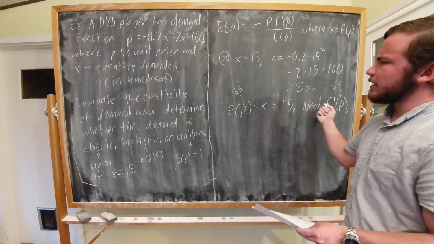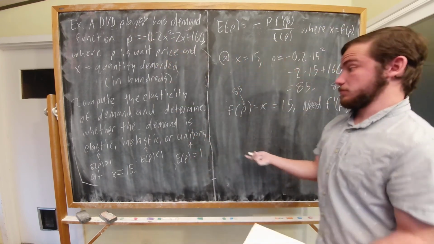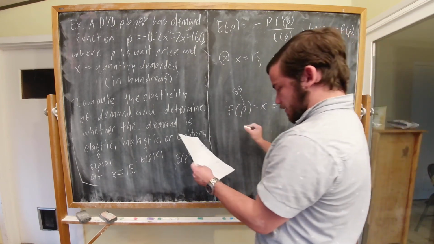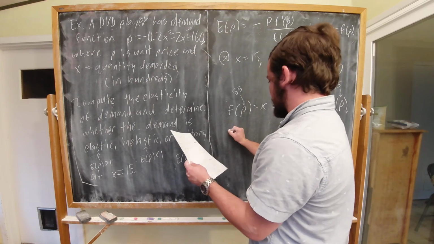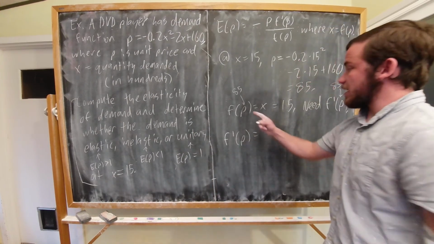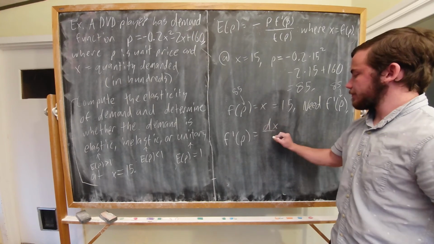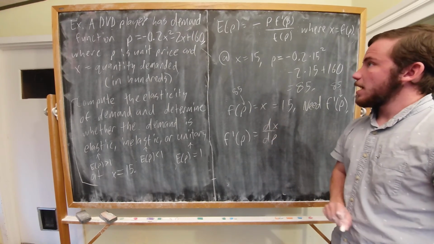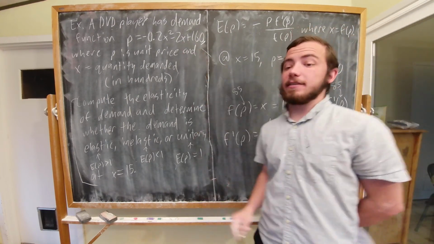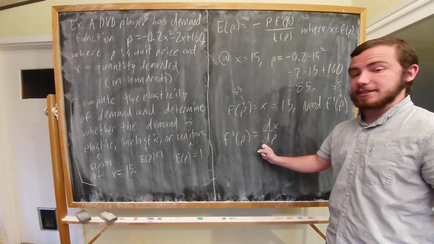Okay, let's find F prime of P. How do we get there? Well, I have a relationship between P and X. F prime of P, by definition, if F of P is X, F prime of P is dx dp. How do we get dx dp? Using this relationship up there. We'll differentiate both sides of the equation with respect to P.